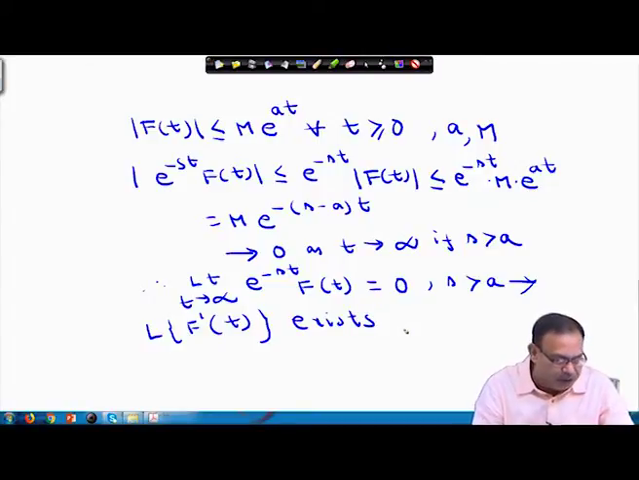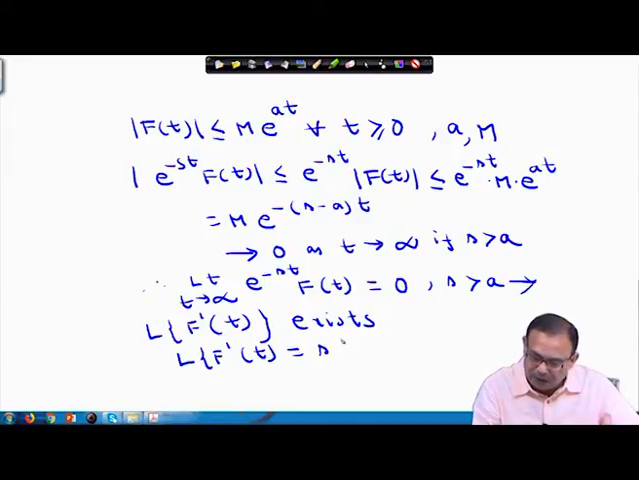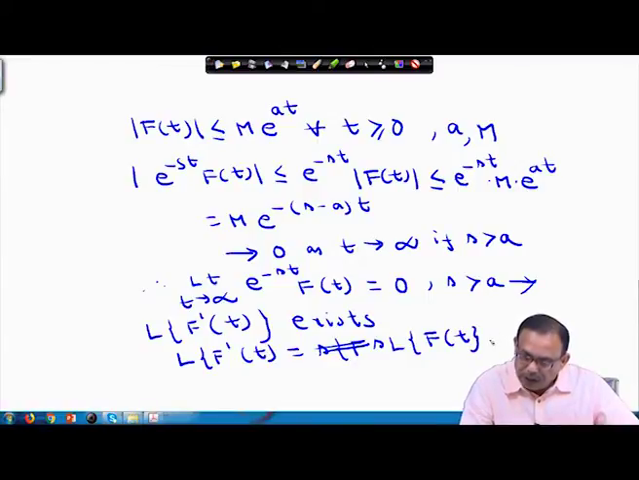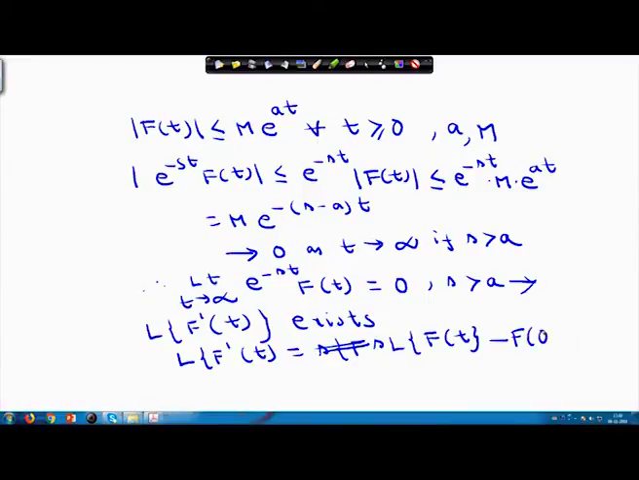The Laplace transform of f dash t exists, and what will be its value? From the earlier result, it will be s into the Laplace transform of f t minus f 0, with the limiting value approaching 0. So, this completes the proof: whenever the function f t is continuous, we show that the Laplace transform of f dash t exists and equals s into the Laplace transform of f t minus f 0.